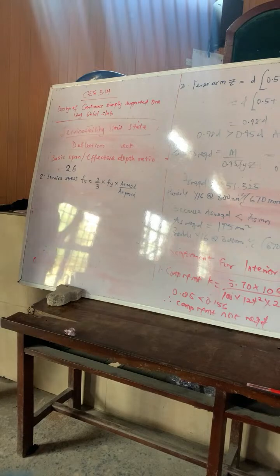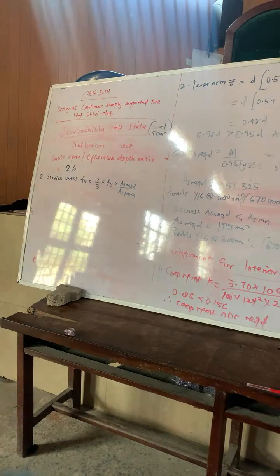That provision is our As provided, and we are using main steel still. We are not doing it for minimum. We are using our As required. Now our As required here is 151.325, and our As provided is 670. This is the serviceability check for end span. We are only doing it for end span.